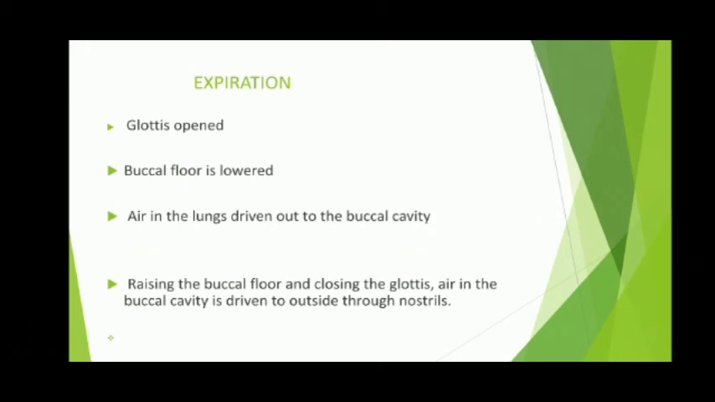During expiration the glottis is opened.